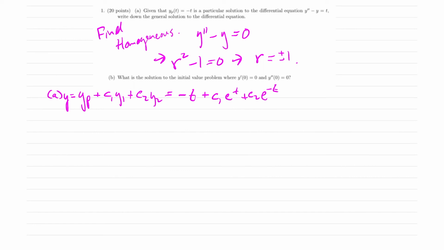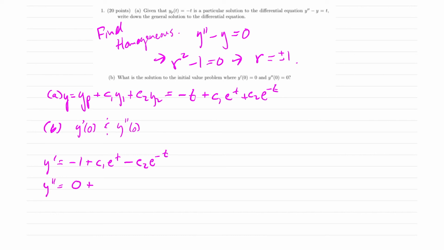Now we want to find the solution to the initial value problem. Oddly, we're given the second and first derivative initial values: y prime is 0 and y double prime is 0. Something we can work with, since it's easy to take derivatives of this. So y prime is equal to -1 plus c1 e to the t minus c2 e to the minus t, and y double prime is equal to 0 plus c1 e to the t plus c2 e to the minus t. All right, plug in 0.